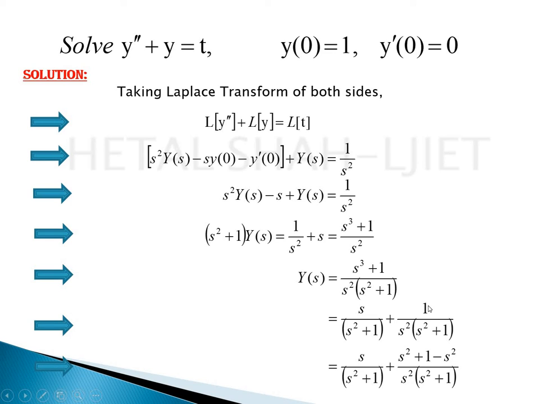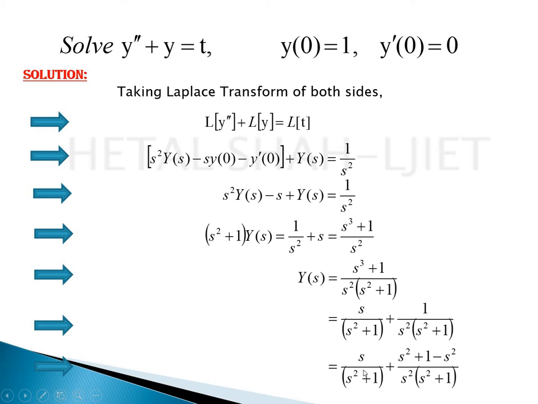For that, I just add s square and subtract s square, so there is no change in the value. Now keep this s square plus 1 as one term. So s square plus 1 minus s square, and divide individually. So s square plus 1 upon s square plus 1 cancels, so 1 upon s square, and for that s square cancels. So here 1 upon s square plus 1.